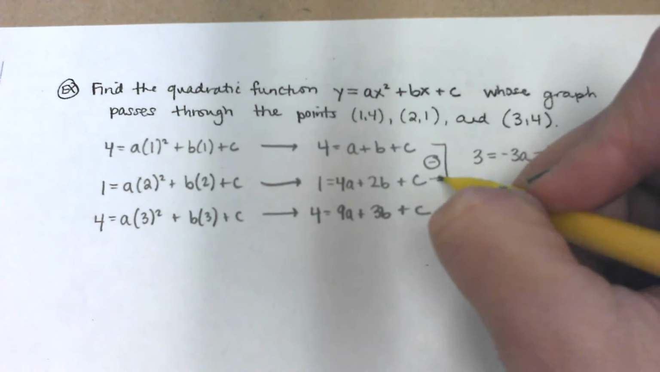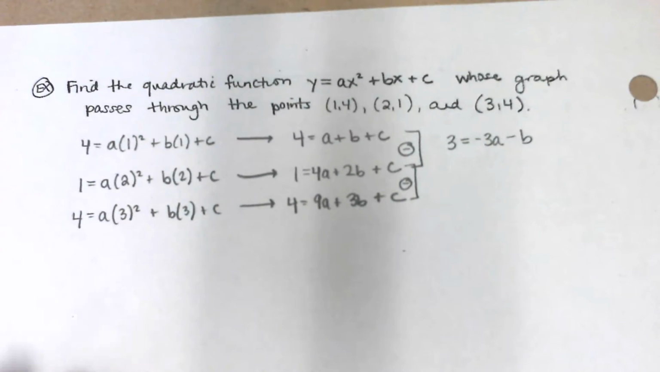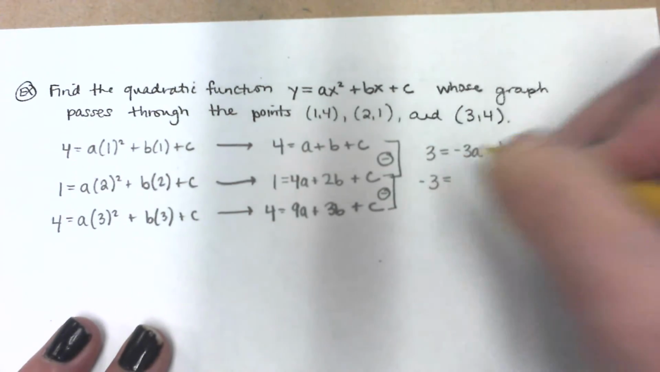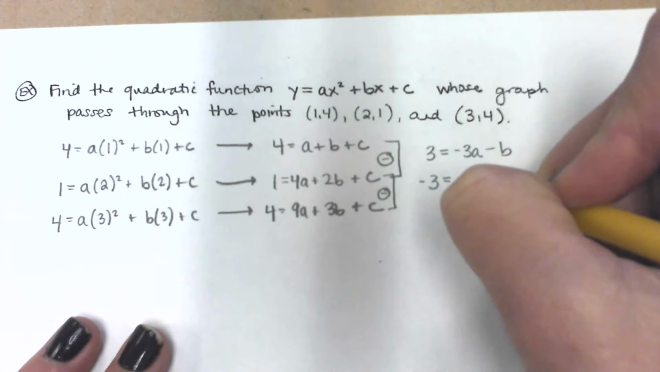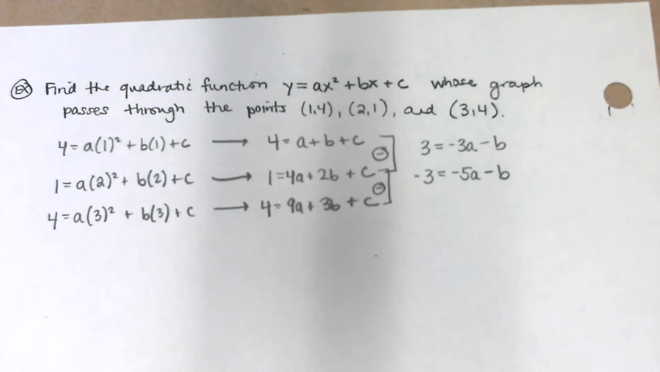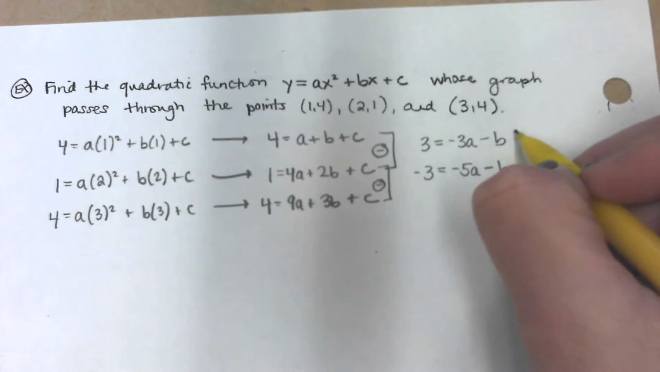In equations 2 and 3 now, also subtract. Same sign on the C's, so subtract. 1 minus 4 is negative 3. 4a minus 9a. 2b minus 3b. Now for my third round of elimination, which variable is most obvious to eliminate? B. Add or subtract? Subtract. Same sign on the B's. Subtract.